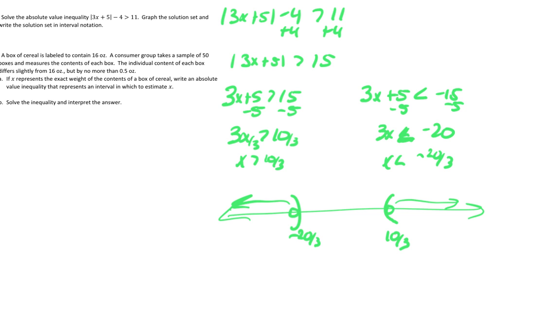Then writing that in interval notation, we come from negative infinity to negative 20 over 3, union, 10 thirds, all the way off to positive infinity.